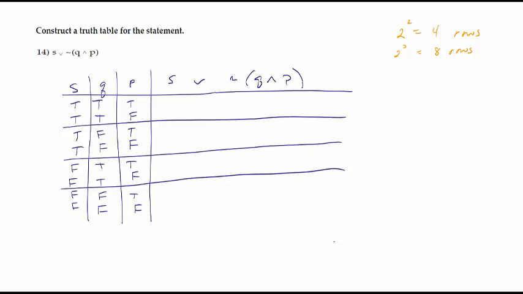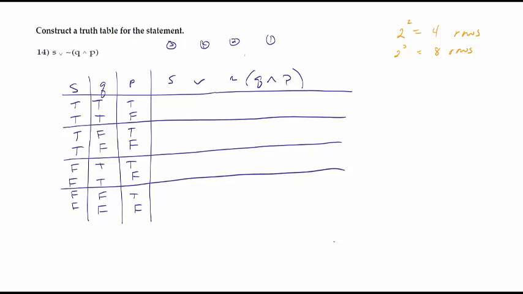Okay. So before I can figure this out, I've got to start inside the parentheses. So the first thing I'm going to do is figure out what Q and P is. Once I've got that, I can figure out what the negation of Q and P is. I already know what S is, but that would be my third step. And then the very last thing I do is the disjunction, the or.